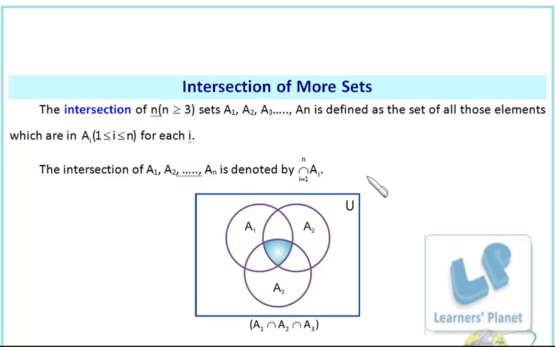So how do we represent the intersection of 3 sets? That is A intersection B intersection C, and union of 3 sets is A union B union C. If there are more sets, then you can extend the series. So that's pretty simple.